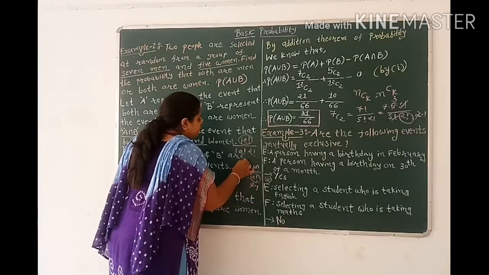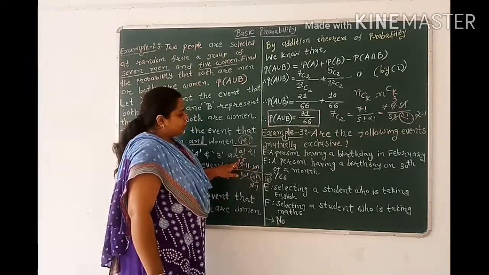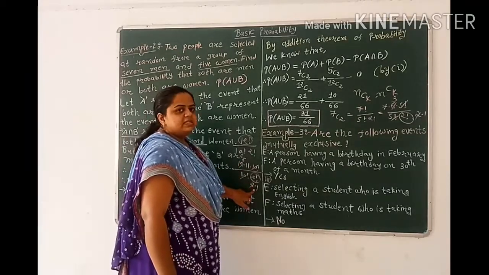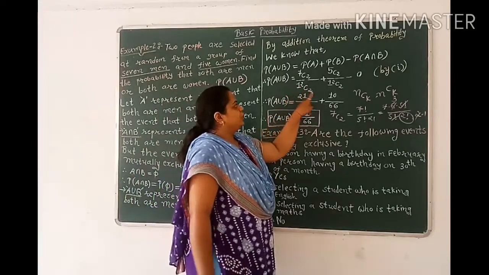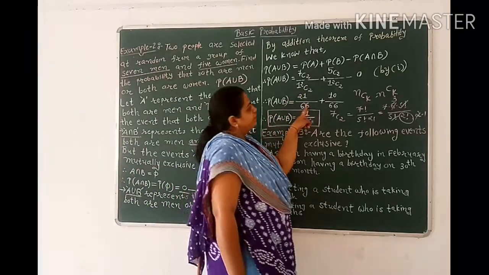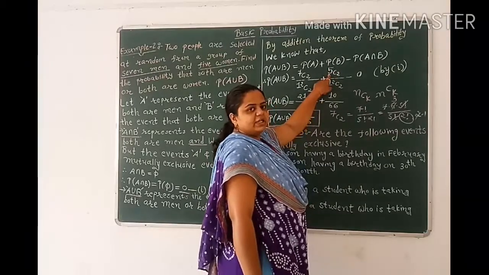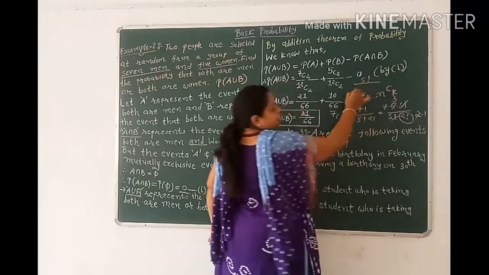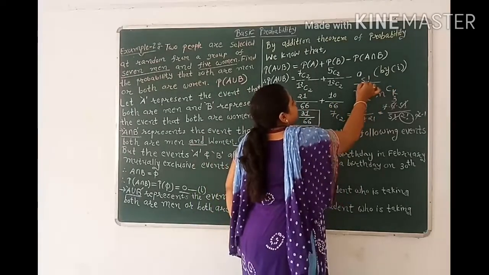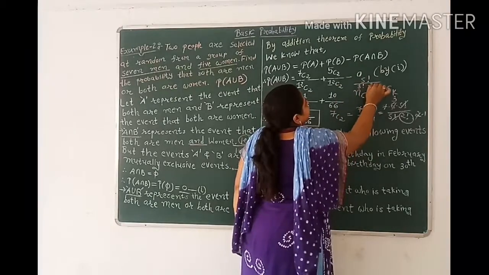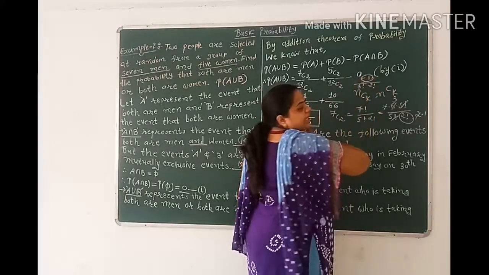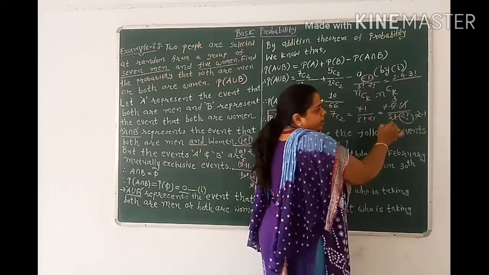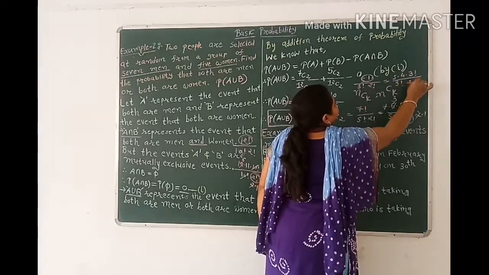So 2 cancels out, that is 6, and 11 into 6 equals 66, and 66 by 1 is 66. So 12C2 equals 66. Now the next one is 5C2. 5C2 is 5 factorial over 3 factorial into 2 factorial. 5 factorial we can write as 5 into 4 into 3 factorial, over 3 factorial into 2 factorial.